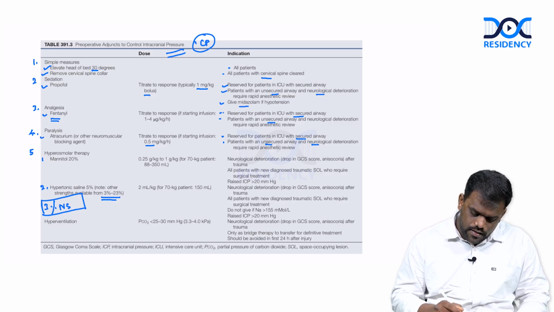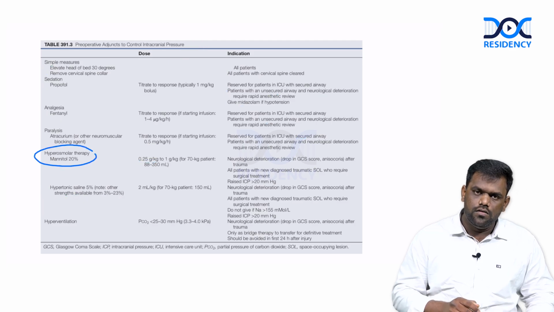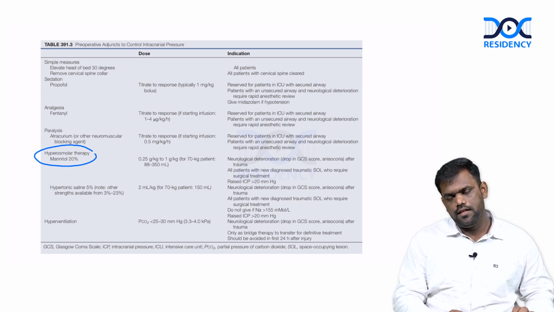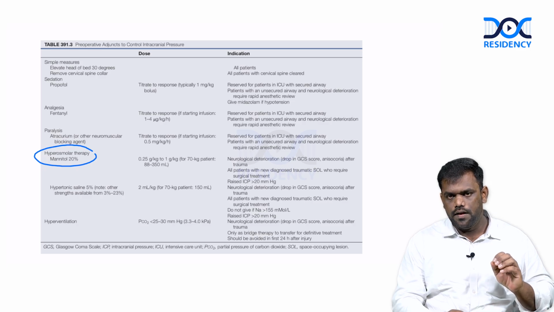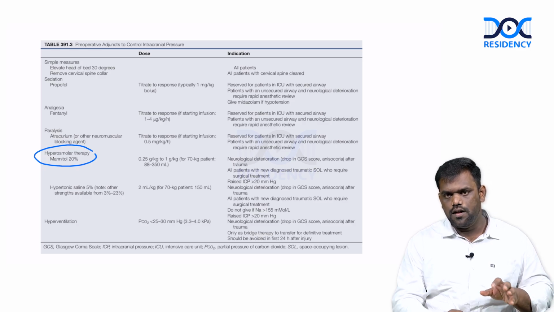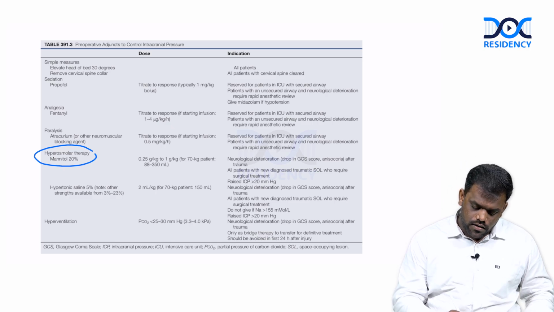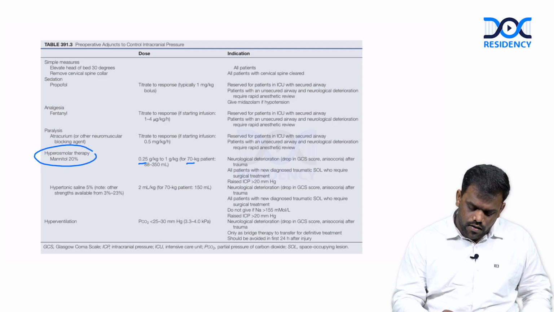Mannitol 20%, you have to start at 0.25 gram per kilogram up to 1 gram per kilogram. As a general surgery resident, you should know the dosage of mannitol, because mannitol is a commonly used drug in the neurosurgical ICU and also in the emergency casualty. The dosage is 0.25 gram per kilogram of body weight to 1 gram per kilogram of body weight. Suppose the patient is 70 kilograms, you have to use 88 to 350 ml of mannitol.